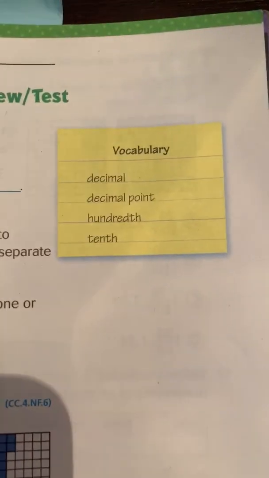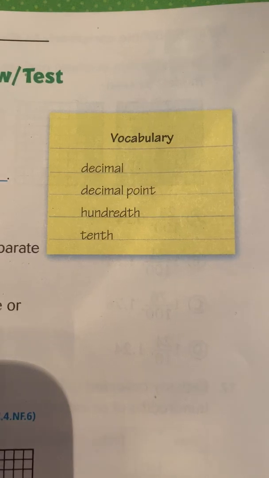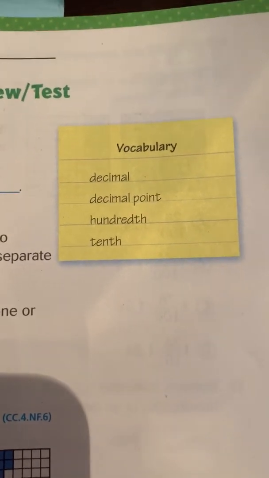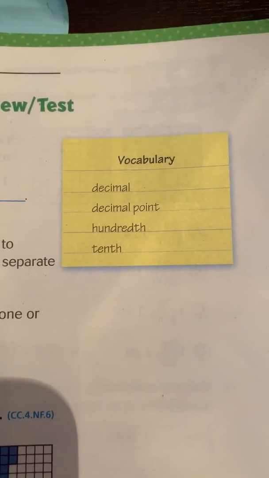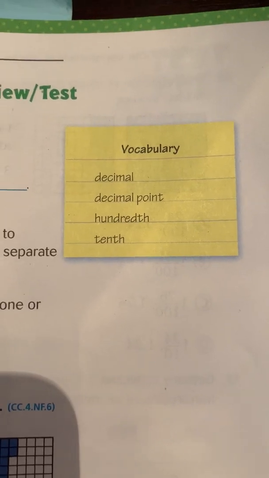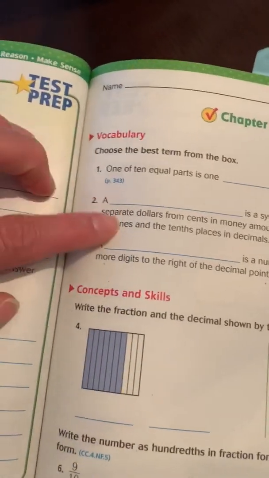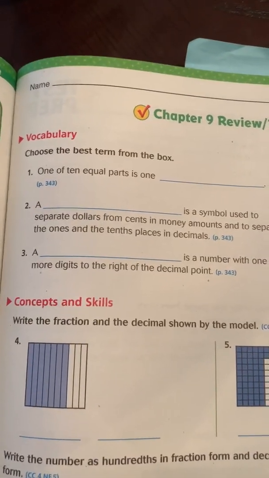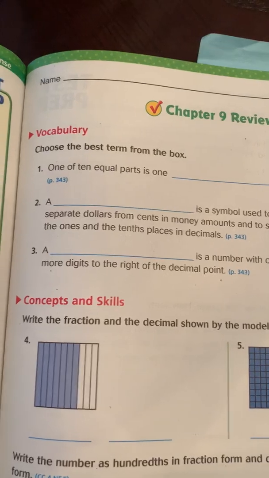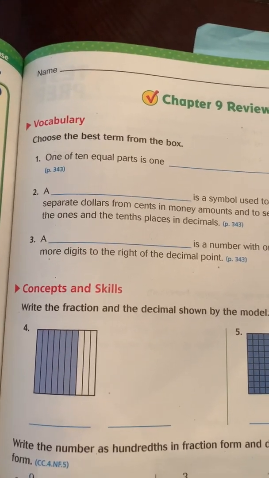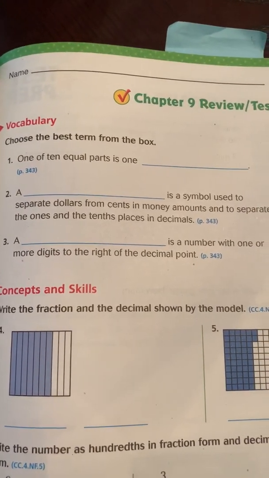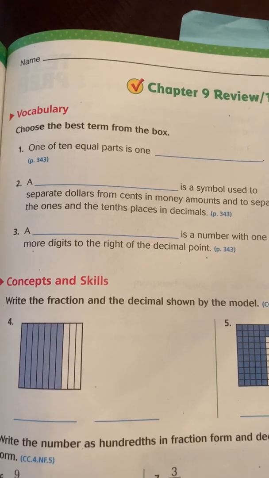So decimal point, remember one of them is just a symbol, the other one is something else. Hundredth and tenth are your words. So work through these three vocabulary words and try to figure out which one you think fits best as the definition. You can always change them. So once you write it down there, if you think, oh no, oops, I think that's a different one, then erase it and change it.